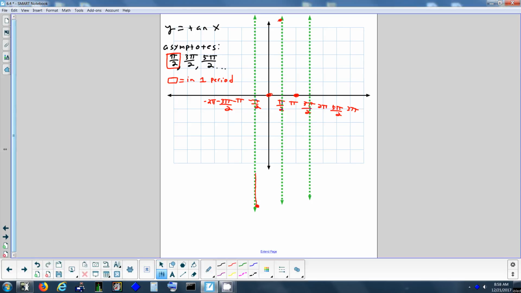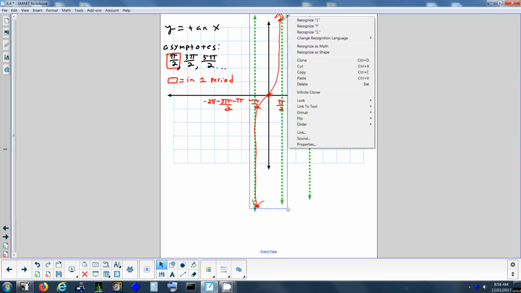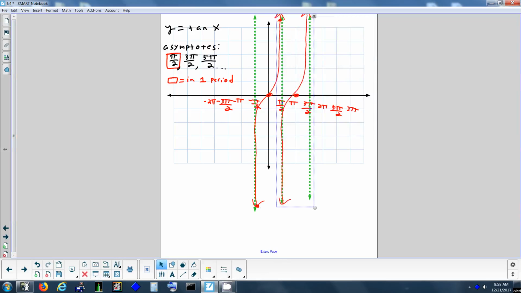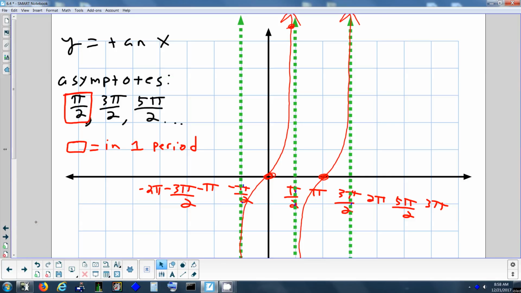So it's going to stay very close, start to get further away, and then get very close on the other side. So what you're looking at right there, that's 1 cycle of tangent. If I wanted the next cycle, I would just make a copy of that, put it right there. Now you're looking at 2 cycles of tangent. So let me make it a little bigger so you can see.